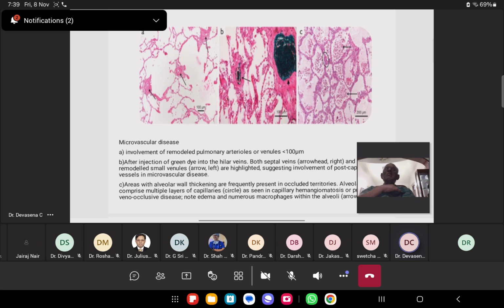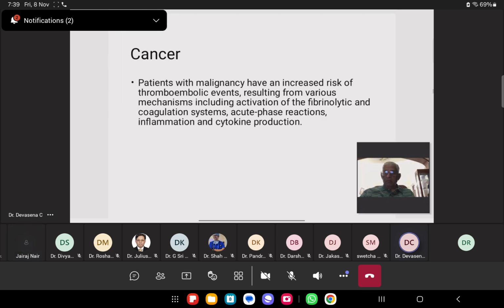Camera is not working. Mobile number, anything is there? Camera is not working. One second.